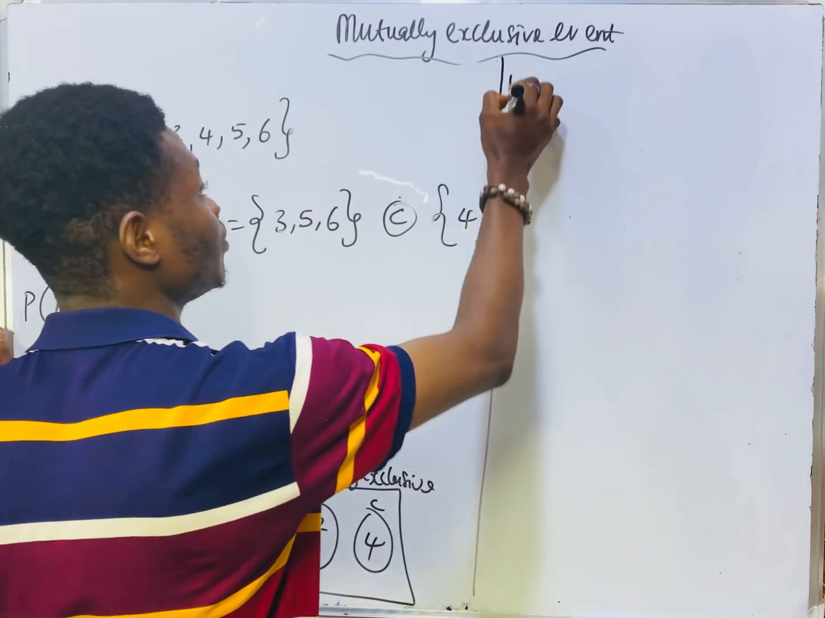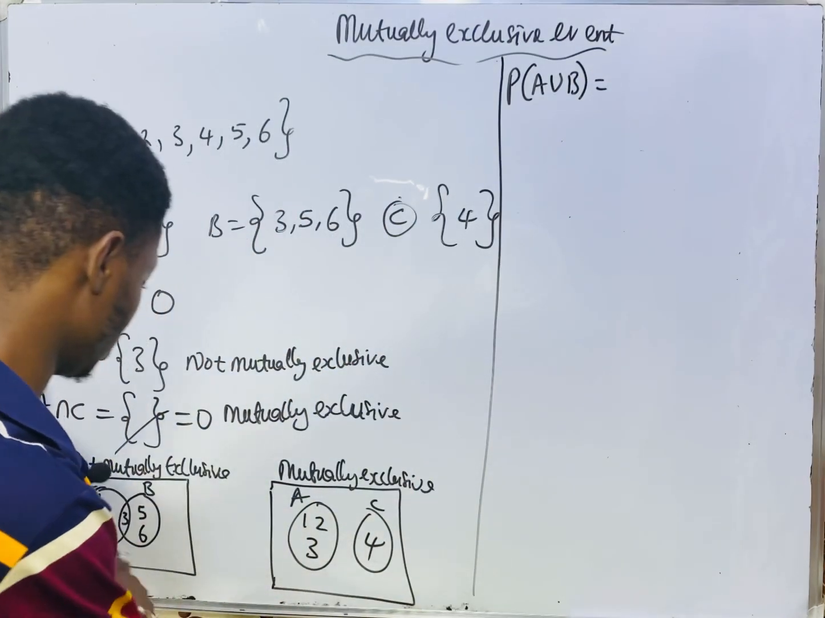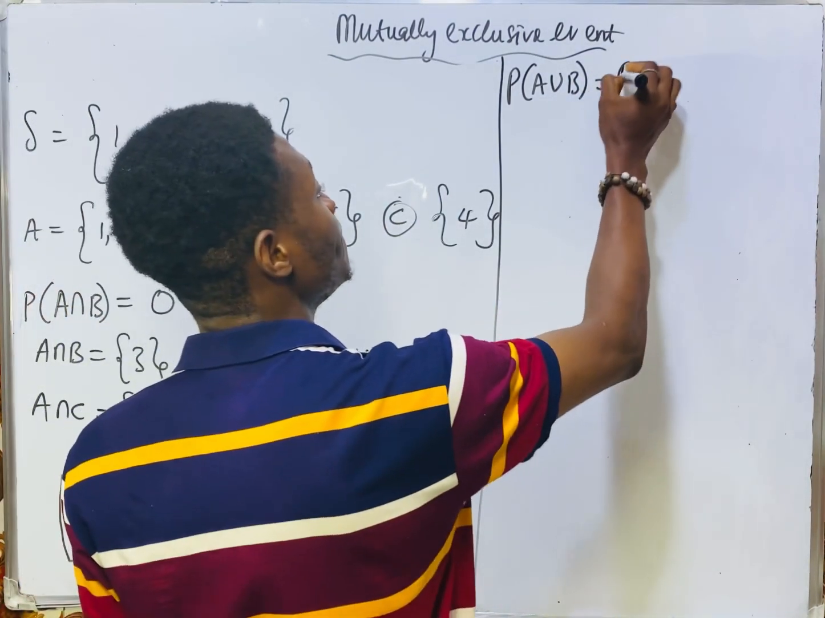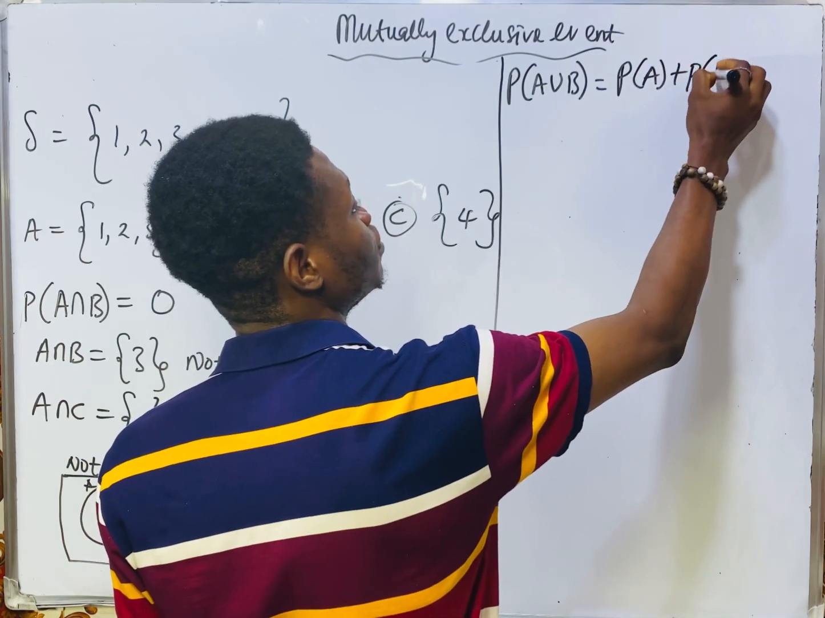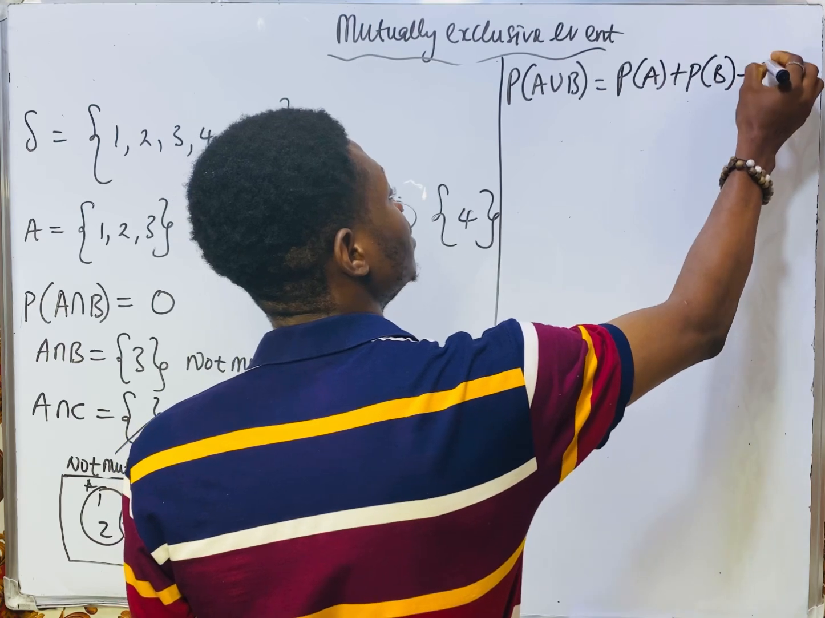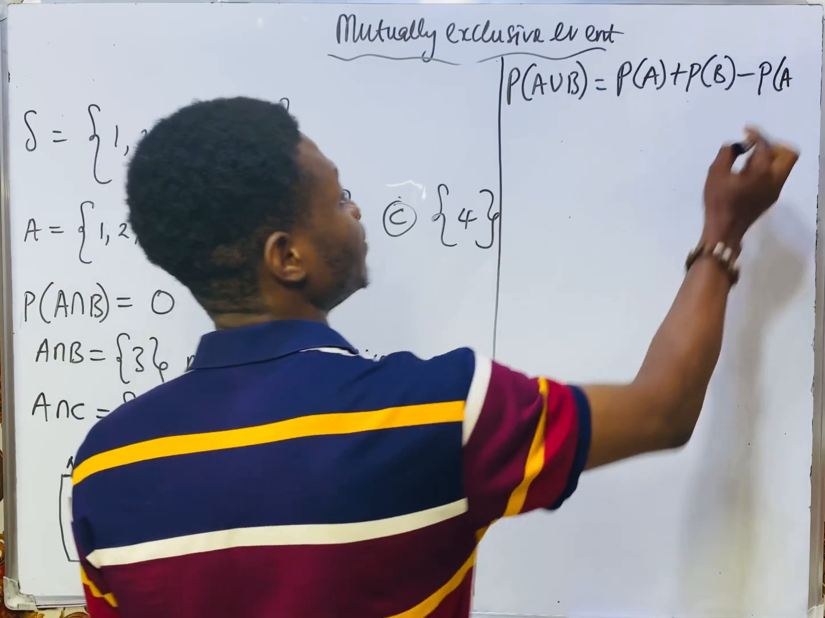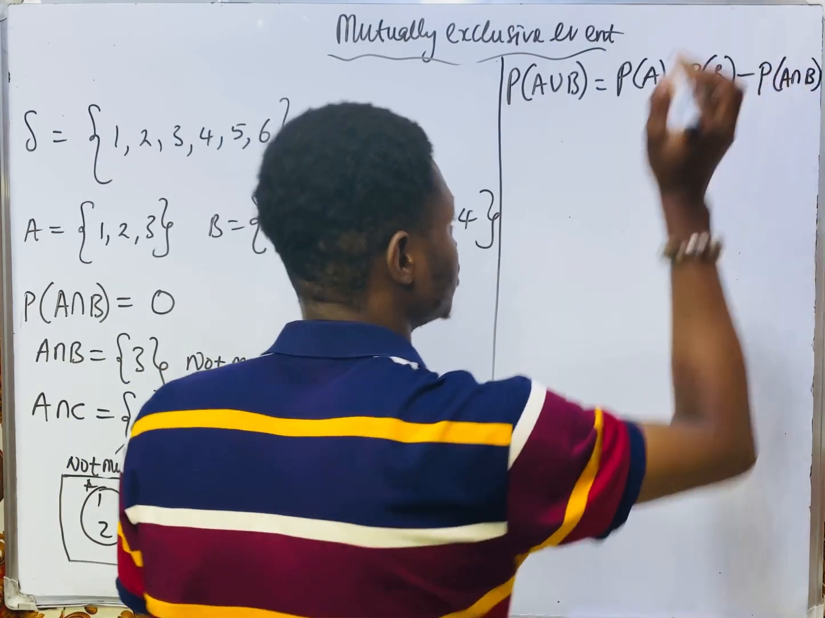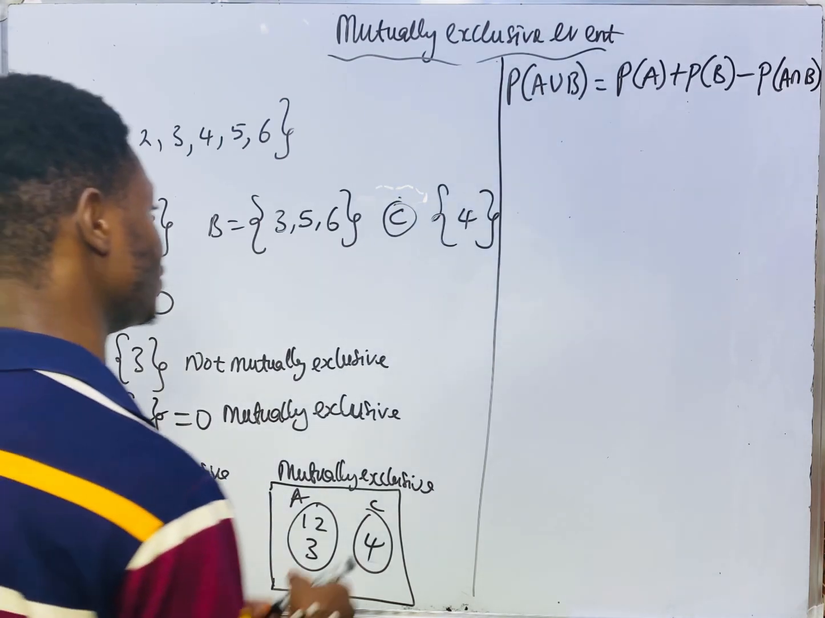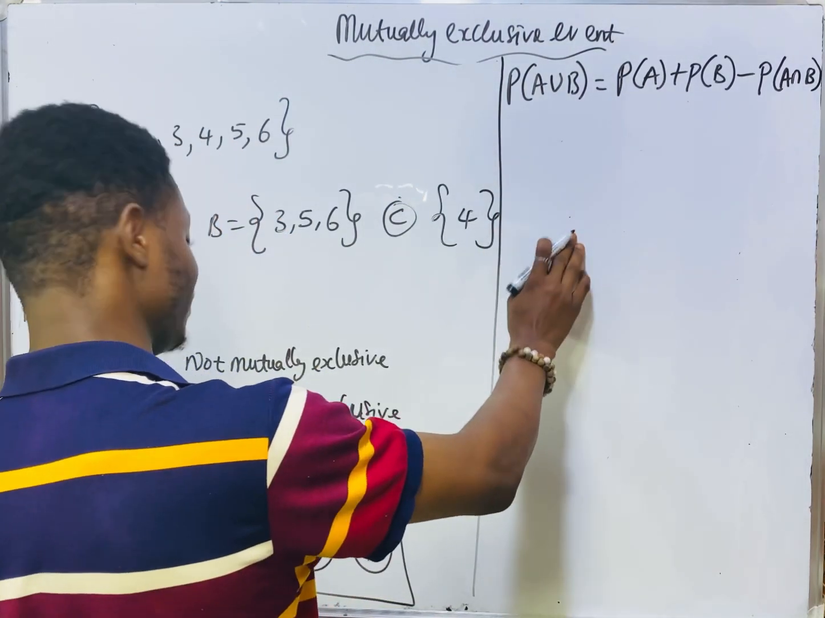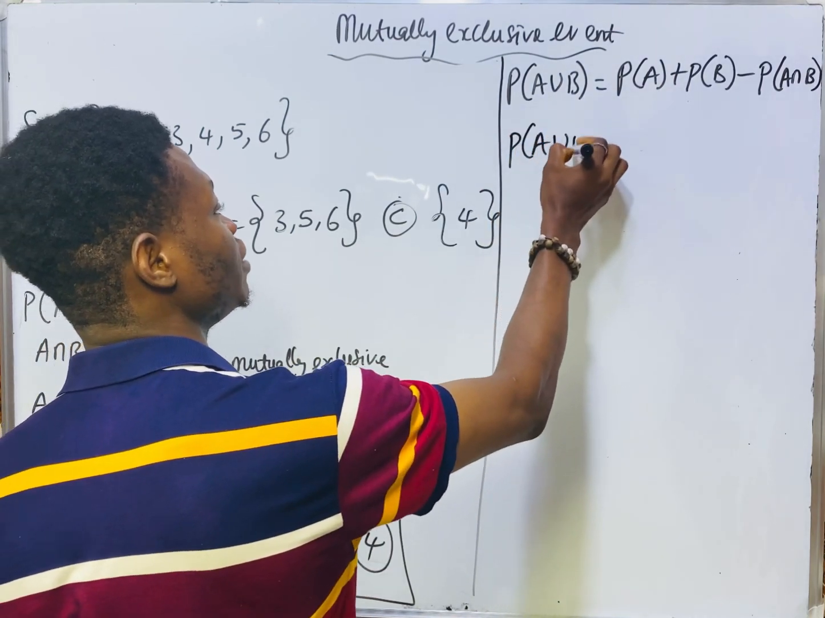So the probability of A union B is equal to probability of A plus probability of B, then minus probability of A intersect B. Yeah, so this is the formula for not mutually exclusive events. Now, the formula for mutually exclusive is derived from this not mutually exclusive. Therefore, the formula for mutually exclusive A union B.